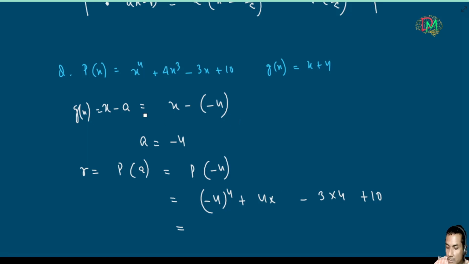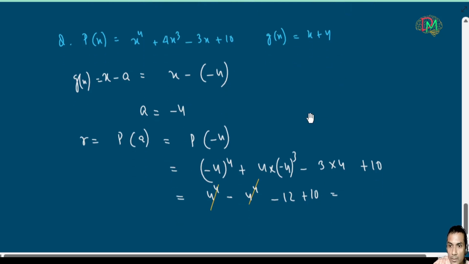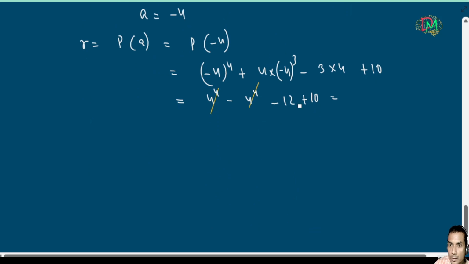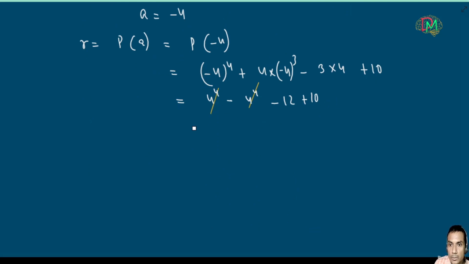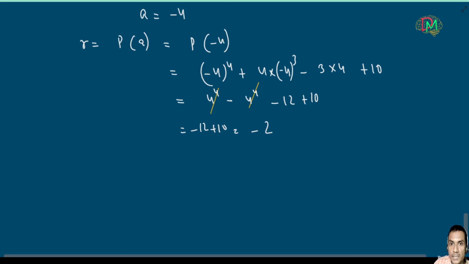Minus 4 whole cube. So here you get 4 to the power 4, and here you get minus 4 to the power 4, because here it is 3, another is 4. Then minus 12 plus 10. These cancel out each other. So what remains is minus 12 plus 10, which is equal to minus 2. So minus 2, we got the answer.